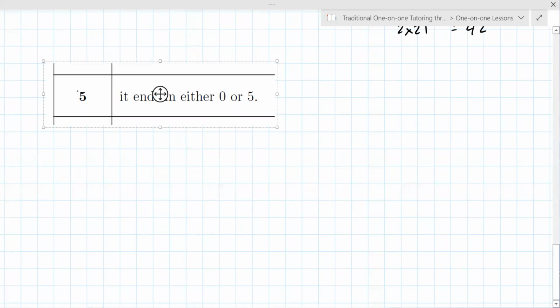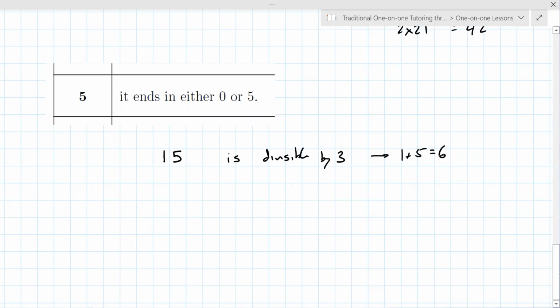But let's look at one more divisibility rule. A number is divisible by 5 if it ends in either 0 or 5. So for example, 15 is divisible by 3. We already know that, because 1 plus 5 is 6. But because it ends in 5, it's also divisible by 5.